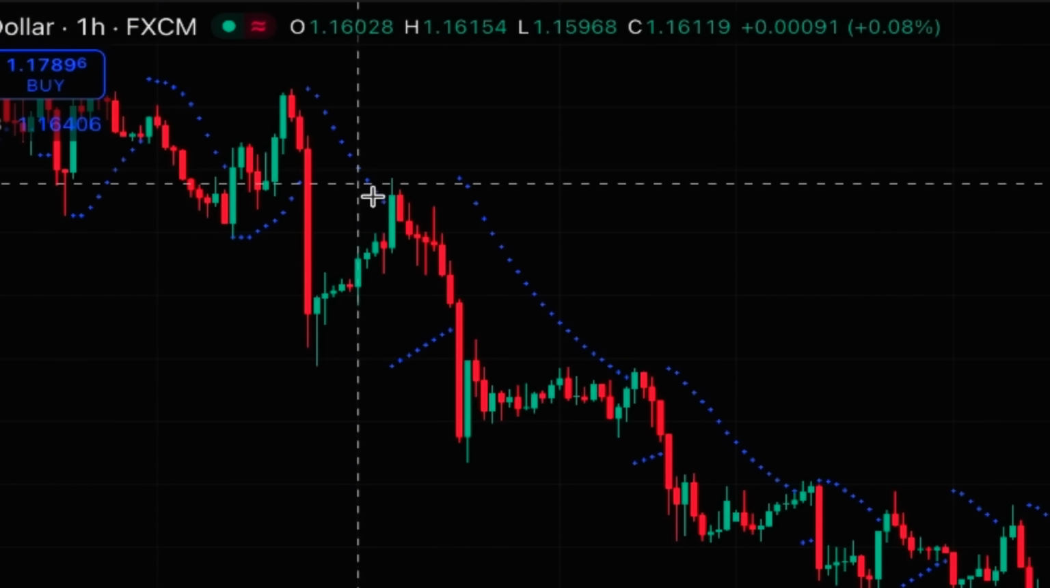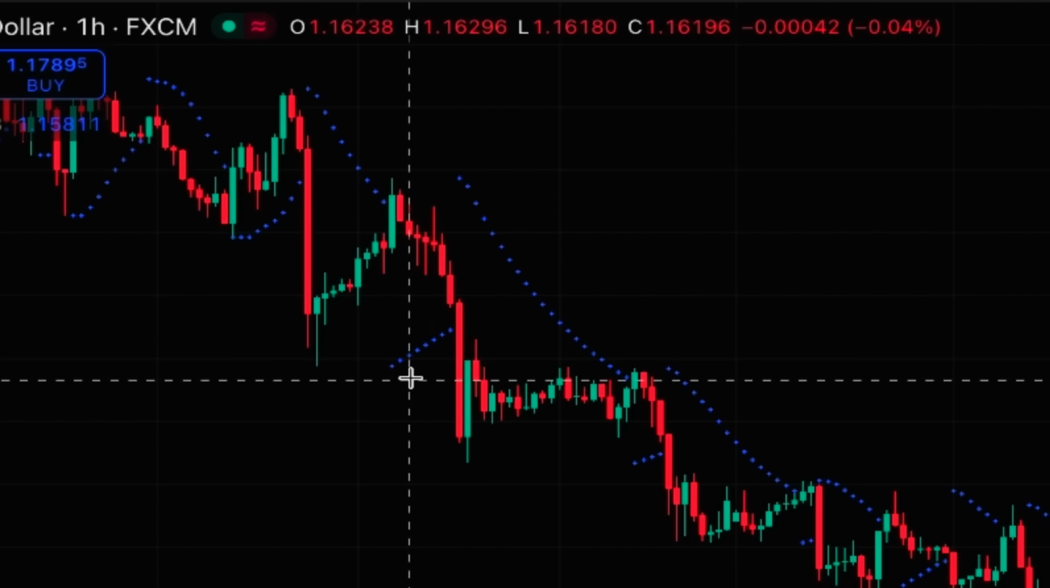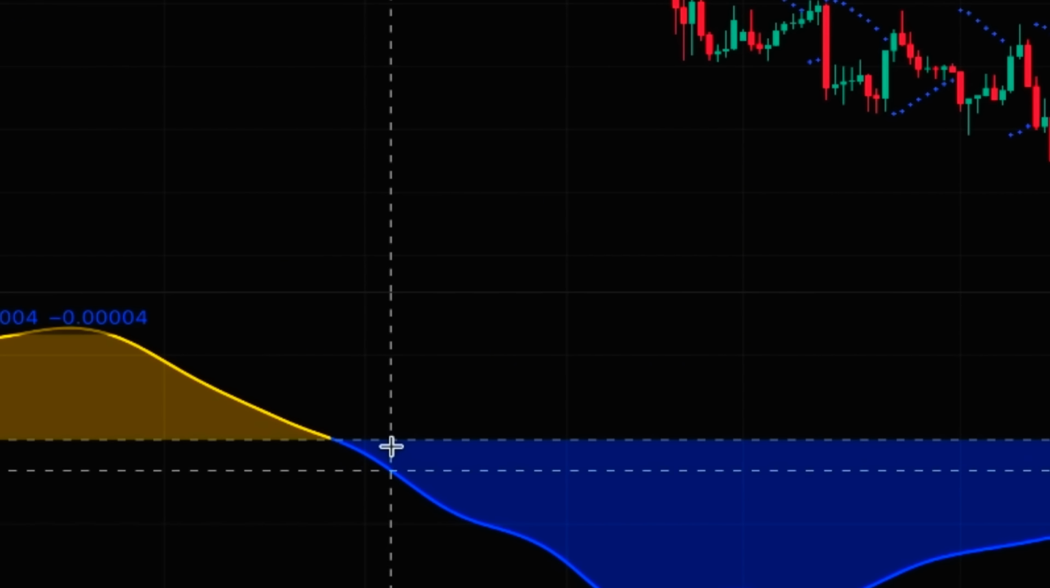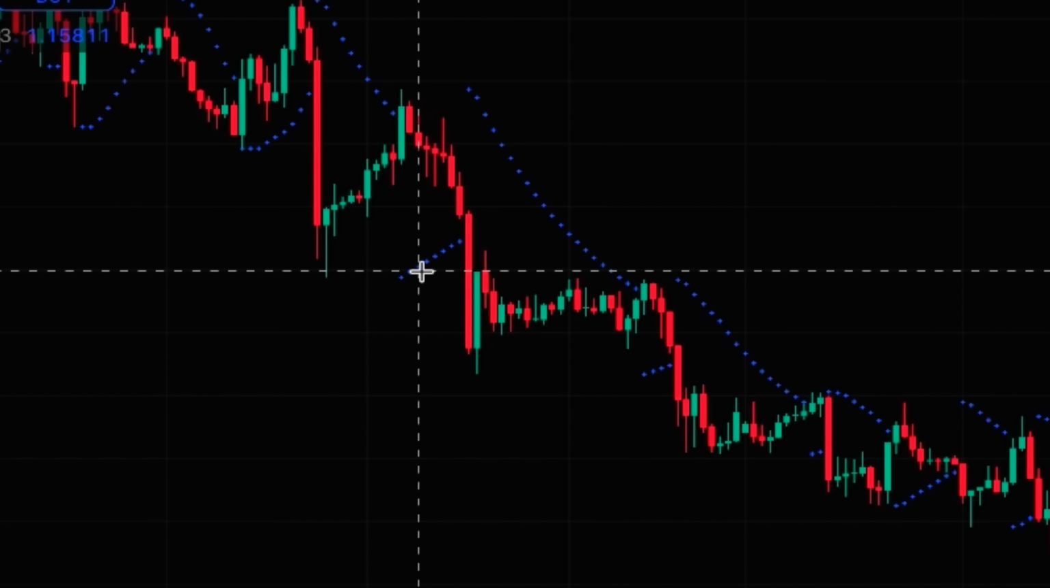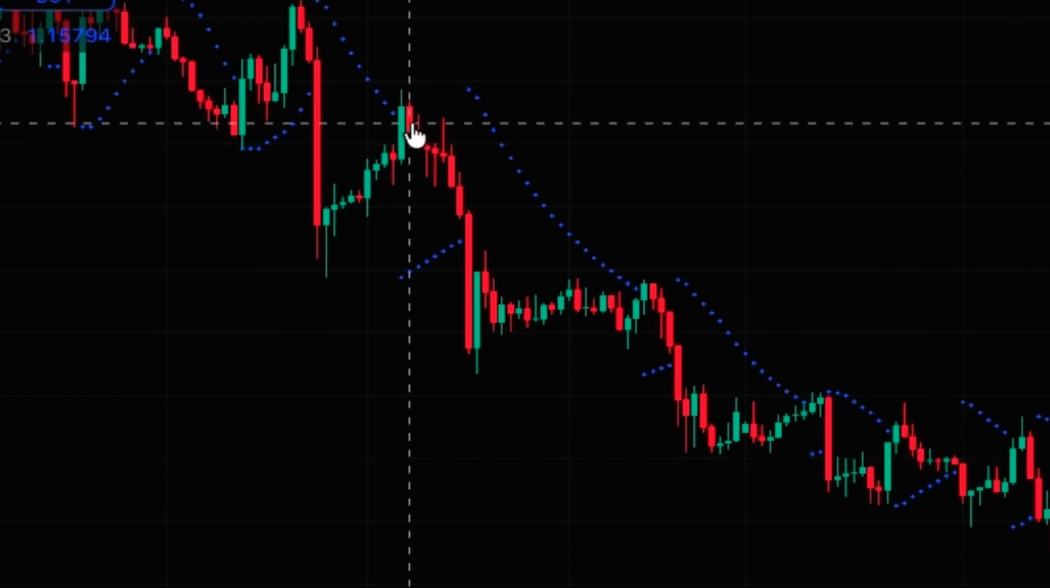Here we wait for parabolic SAR to go below the price. This indicator is telling us that the market is probably trending down, and here parabolic SAR is telling us that in short-term perspective we have greater upside momentum and the price was advancing. This situation shows probability of a pullback.